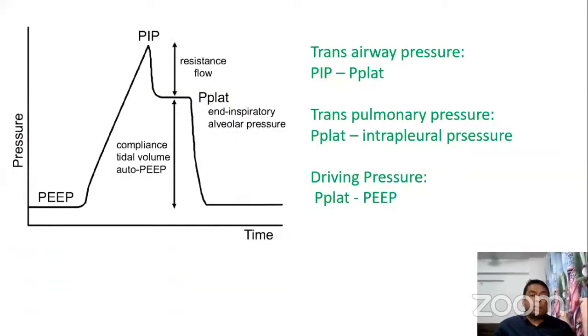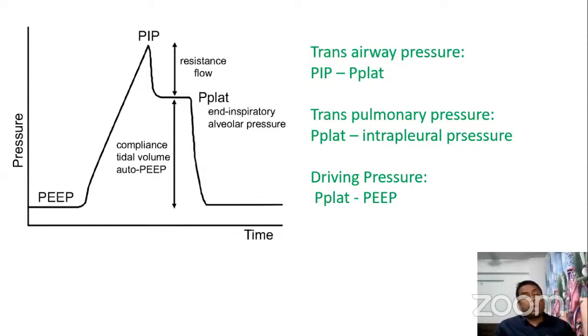This is a typical pressure-time scalar. We can see here three pressures: peak inspiratory pressure, transairway pressure, and P plateau. Transairway pressure is peak inspiratory pressure minus P plateau. When transairway pressure is increased but P plateau is normal, the cause of increased airway resistance is obstruction of the airways. And when the transairway pressure is normal and the P plateau is high, the cause may be either pleural effusion, pneumothorax, etc.